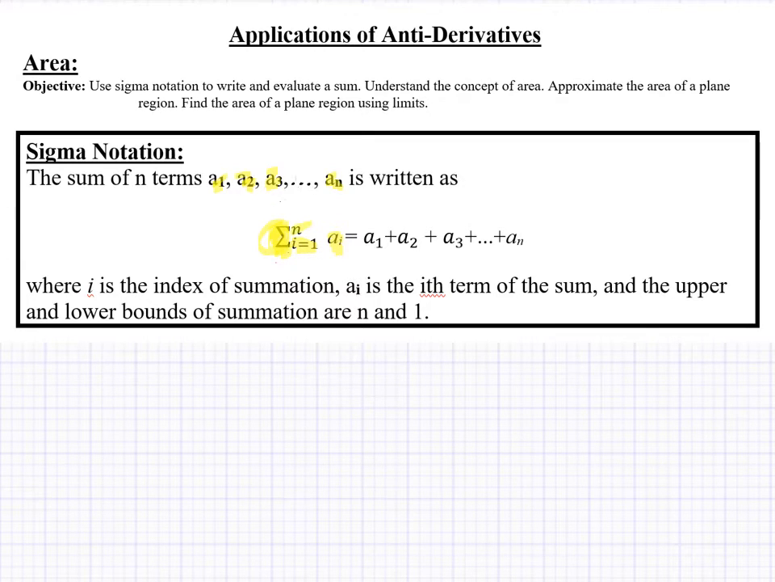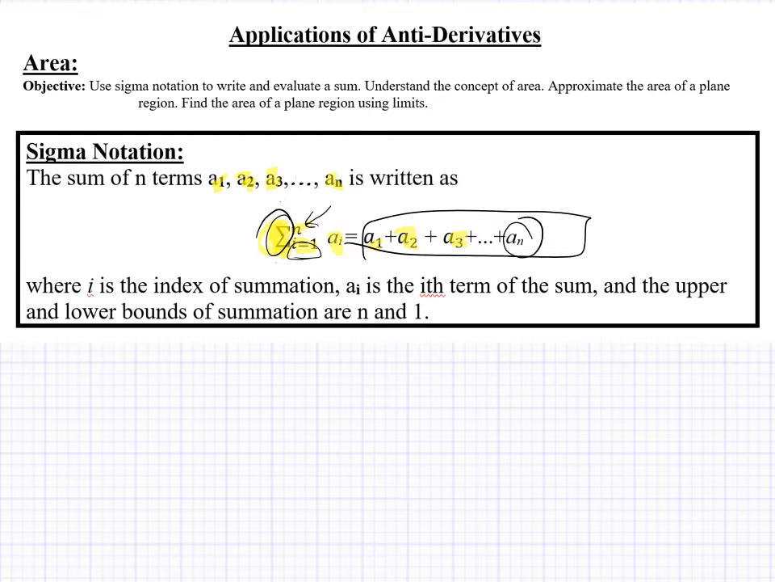And so that means we're going to plug 1 in for I, then 2 in for I, then 3 in for I, which would give us A sub 1, A sub 2, A sub 3, all the way up till we get to this top number right here, which is N in this case, and that would be the last one we go to, A sub N. So I is the index, the lower bound is 1, the upper bound is N, and we're going to add all those values up, which is what this symbol tells us to do.